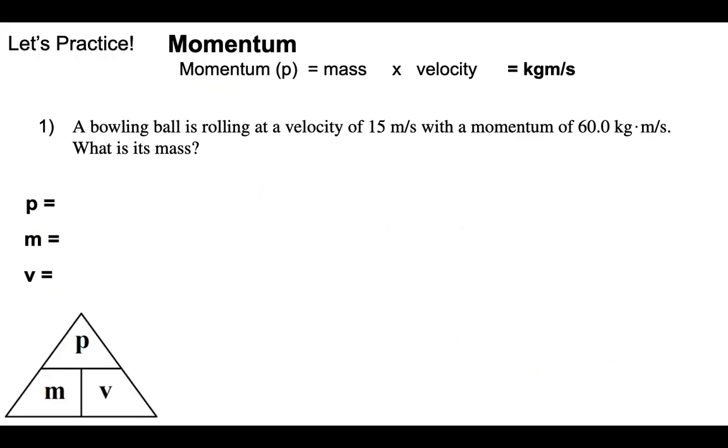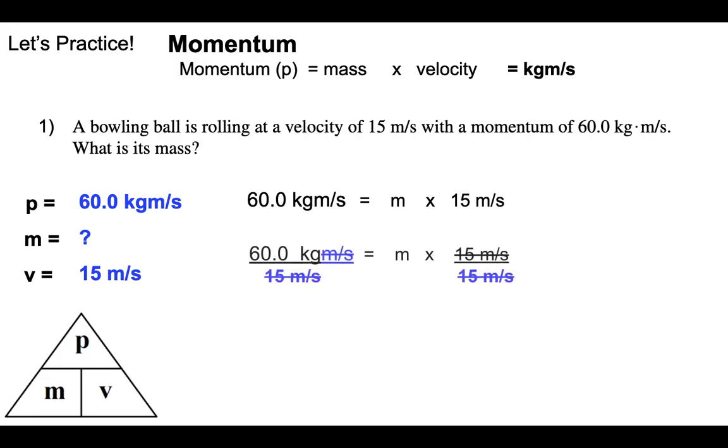Quick little practice problem. We've got a bowling ball rolling at a velocity of 15 meters per second with a momentum of 60 kilogram meters per second. What is its mass? Well, once again, we want to fill in what we know. We know the momentum is 60 kilogram meters per second. The mass is what we're looking for in this problem. If you read the question, velocity is 15 meters per second. So now I've got to do my math. I set up my equation. P equals m times v. I know my P and I know my V. What I'm missing is m. So in order to get m by itself, I need to divide both sides by 15 meters per second, and lo and behold, I've got a 4 kilogram bowling ball.